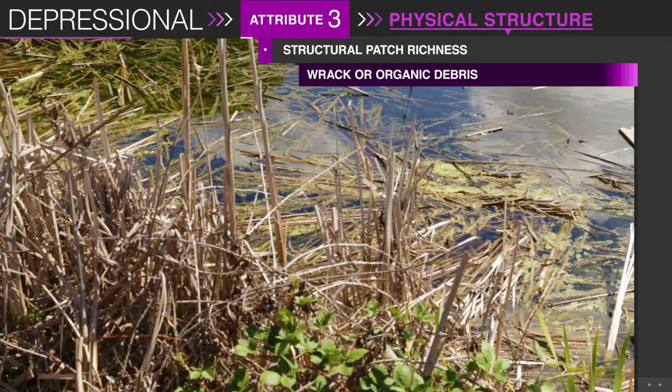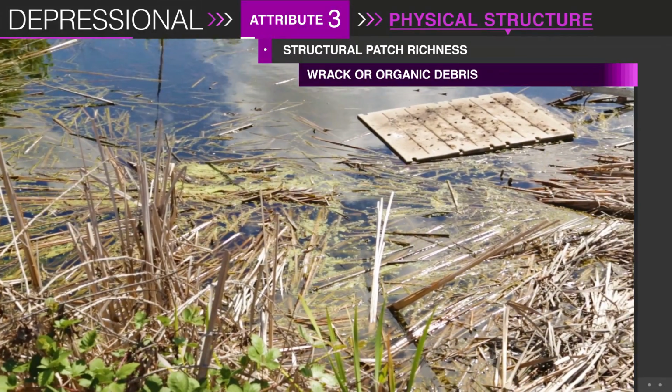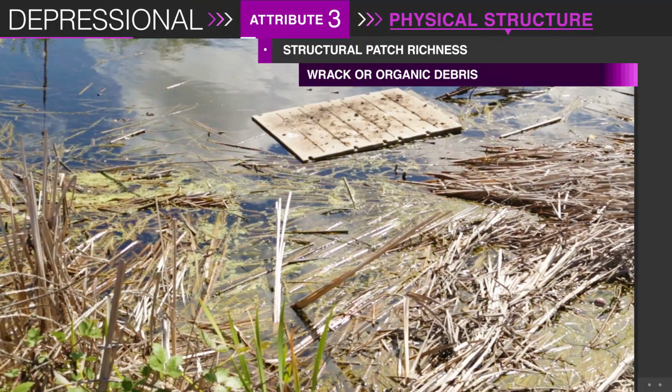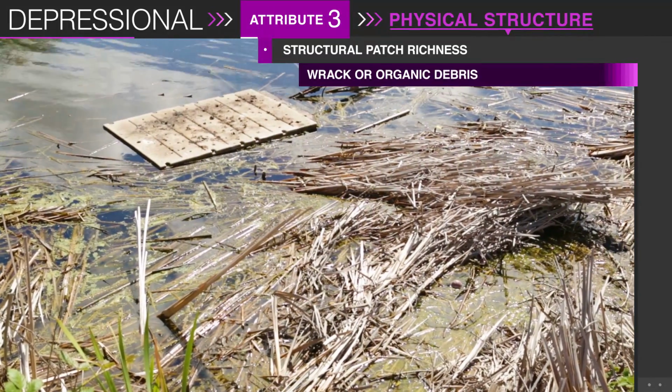Rack is an accumulation of natural or unnatural floating debris along the edge of a wetland. It can serve as a major source of detritus and enhance the physical structure of the edge of your wetland.